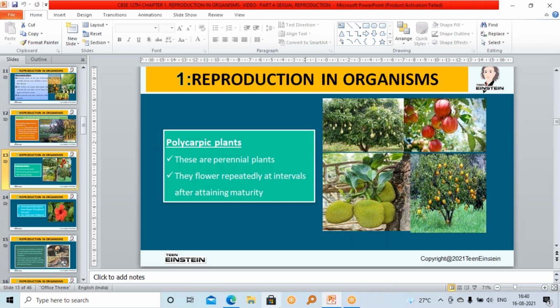You can see that only in a particular season are we getting mango, jackfruit, all these things, right? So there is a particular season for flowering and fruiting, but the plant will exist for so many years. They are called polycarpic plants. Mango, jackfruit, apple, orange, these are the examples. Seasonal flowering is the speciality of polycarpic plants.